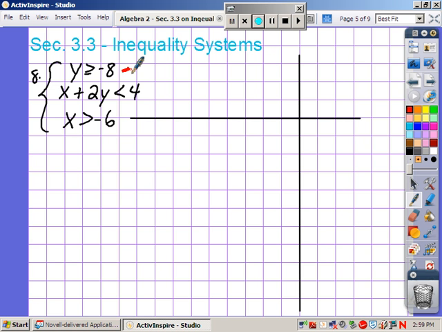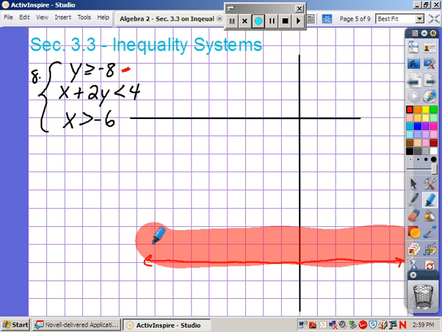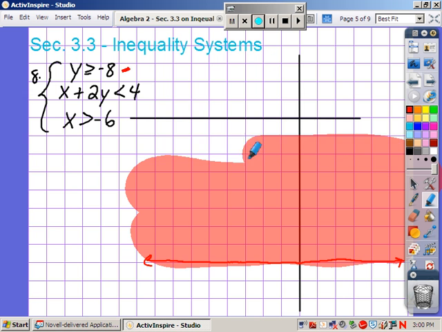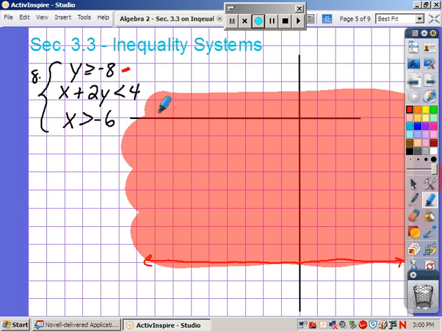That's a horizontal line where y is -8. I'm going to count down to -8 here, and I need a horizontal solid line right here. And I need greater than shading, which would be up from the horizontal line. So I've got greater than shading up from that line, which again is quite a lot of area.